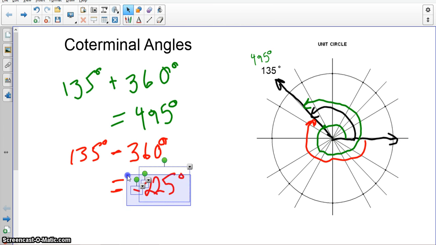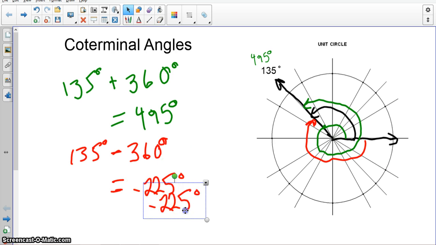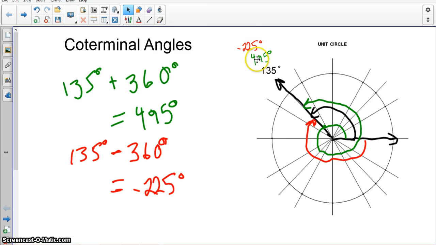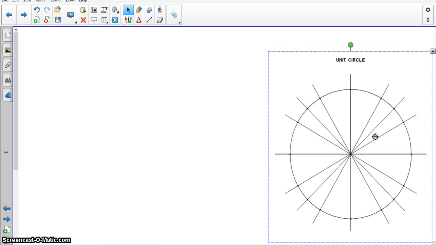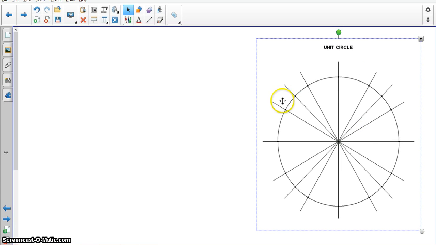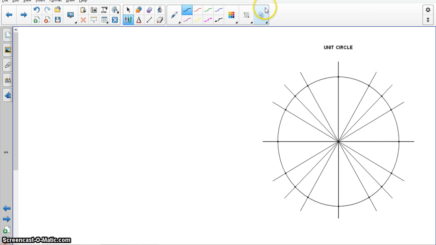So just to make it clear, hopefully. Boom. All three of these angles are pointing the same way. Negative 225, 495, 135, but we get there in different ways, different rotations. So let me do another one here, but with radians. Let's do one that's not too bad. Let's say pi over 3.